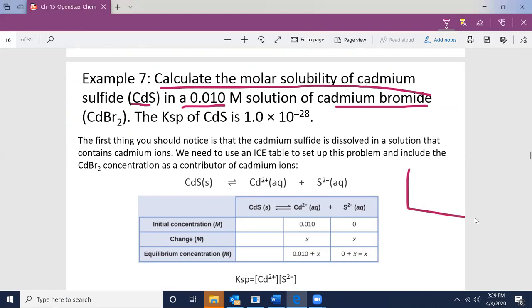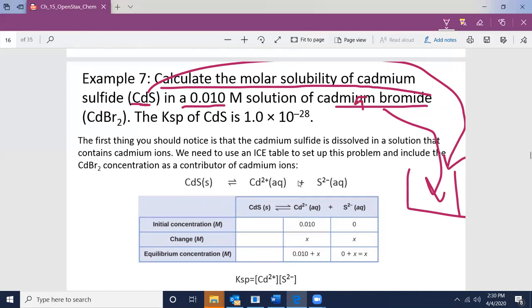So that's the solution. Okay, here in that you are adding this, and then you are trying to look for how soluble it is going to be. Definitely there's going to be an effect of the common ion, because cadmium is there, right? So the initial concentration of cadmium is not going to be zero. It's going to be this, because this is the common ion, right?